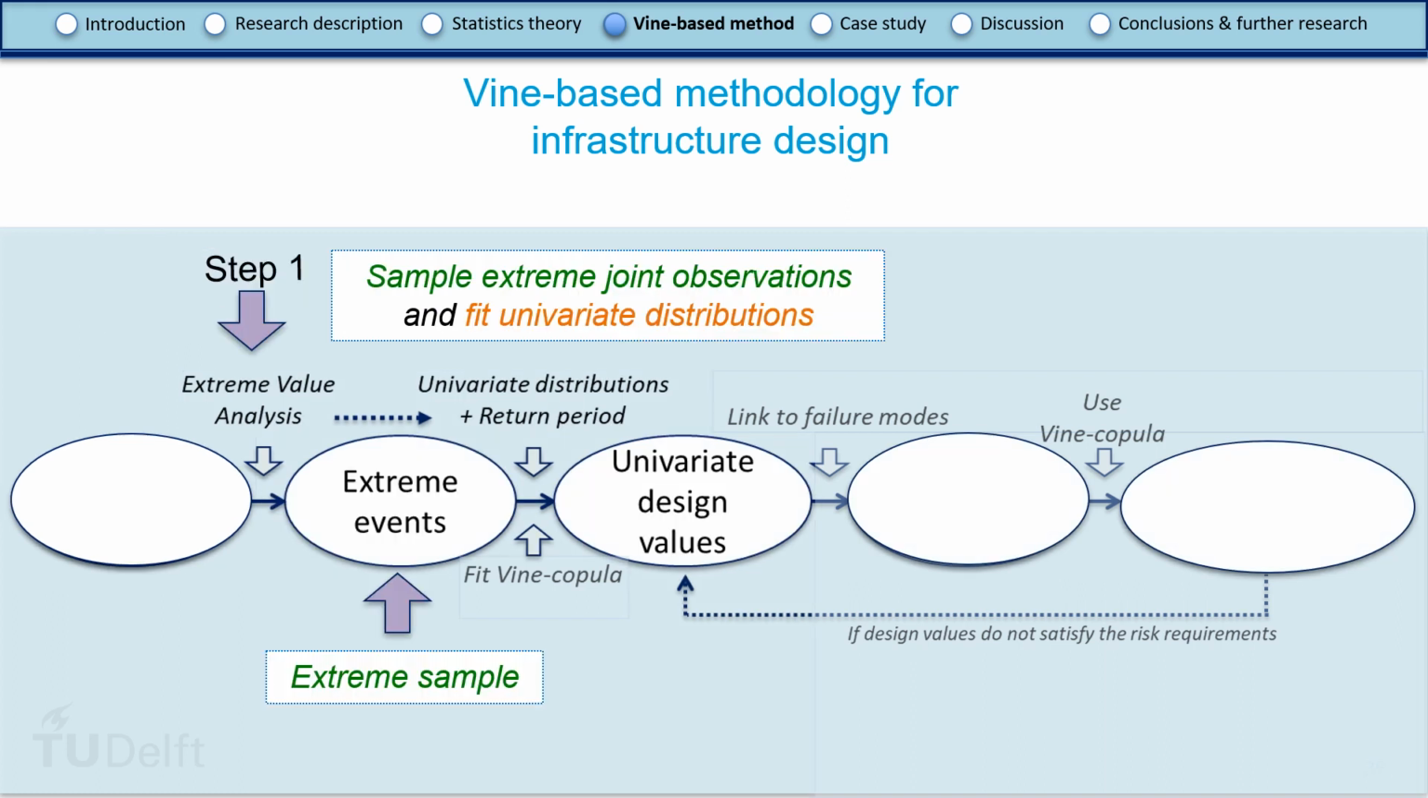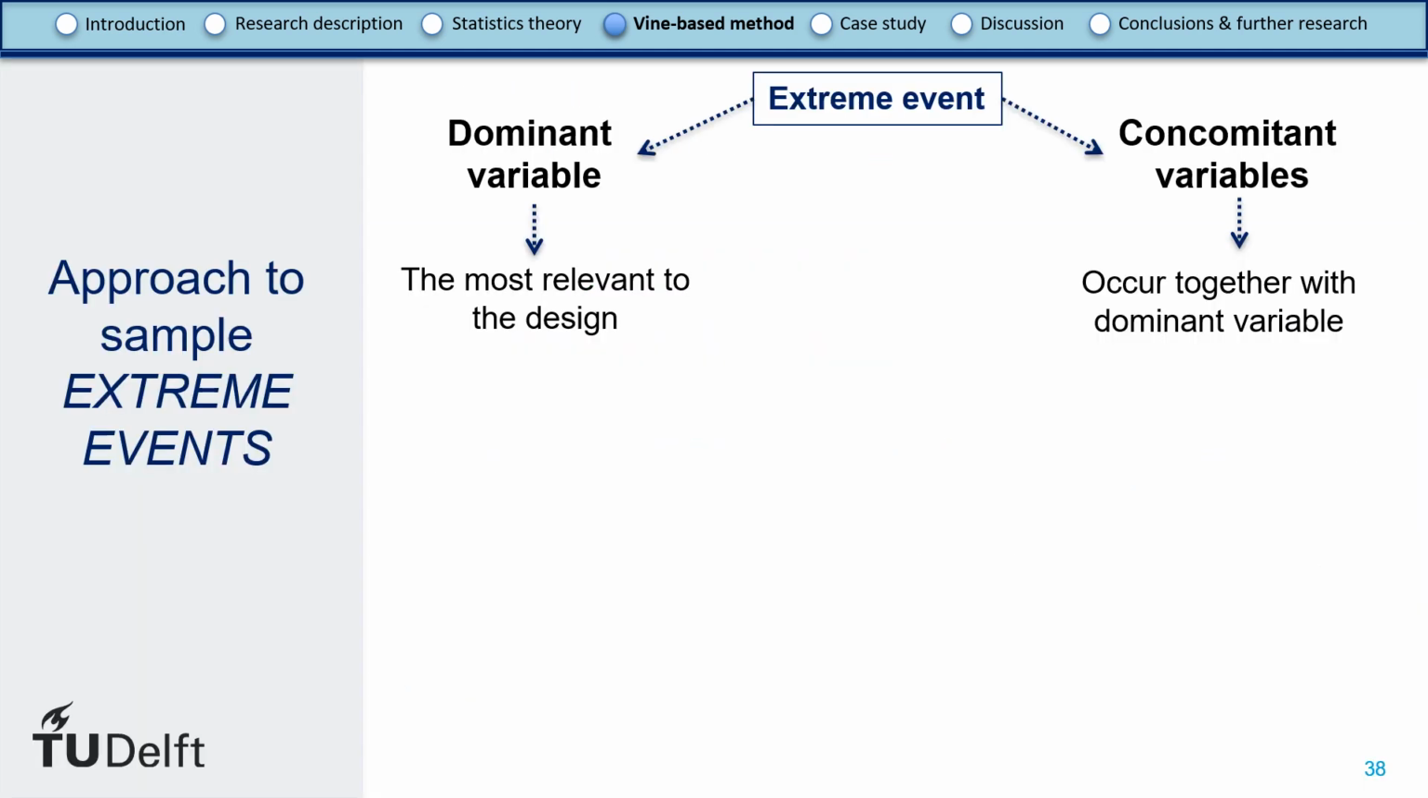From this time series, we go to step 1. And in here, we sample the extreme joint observations, and we get what I call extreme sample. But how do I do that? Well, I defined extreme events as an event that has a dominant variable and concomitant variables. The dominant variable is the most relevant to the actual design, and the concomitant variables are the ones that occur together with the dominant variable.